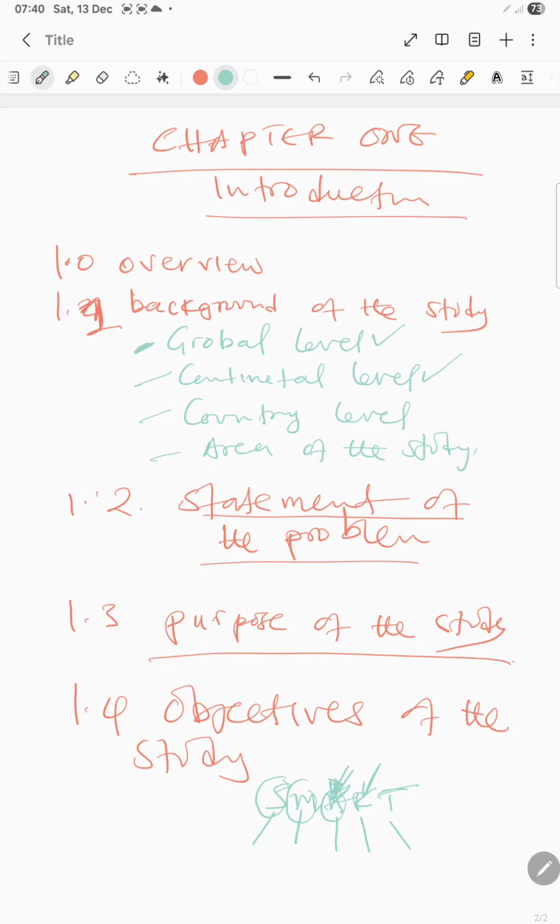So objectives of the study are actually the specific goals. I've said they are specific goals, those things that you would want to achieve, that target that you would want to achieve at the end of the day. What do you want to find out? What do you want to prove? What do you want to explore? So the target that you are looking at, that is what we are calling the objectives of the study. And we are saying that they should always be what? They should always be SMART, like that. So that is what we call the objectives of the study.